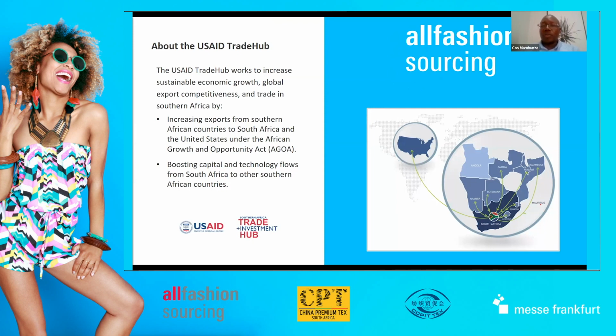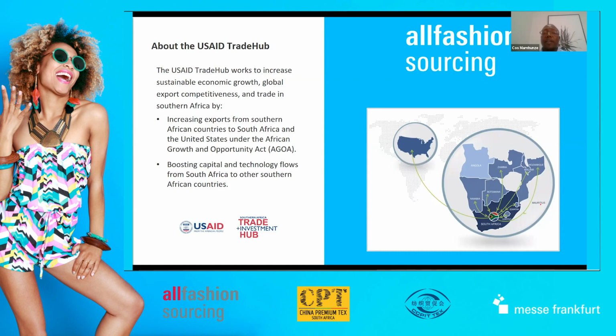Our main mandate is to promote economic growth in the region. And we are achieving this guided by 3 objectives. The first objective is to increase exports from 7 of the 8 countries that I mentioned earlier to South Africa. The second objective is to boost capital and technology flows from South Africa to the 7 countries. Then the third objective is to increase exports from all the 8 countries to the United States under the African Growth and Opportunity Act, AGOA.